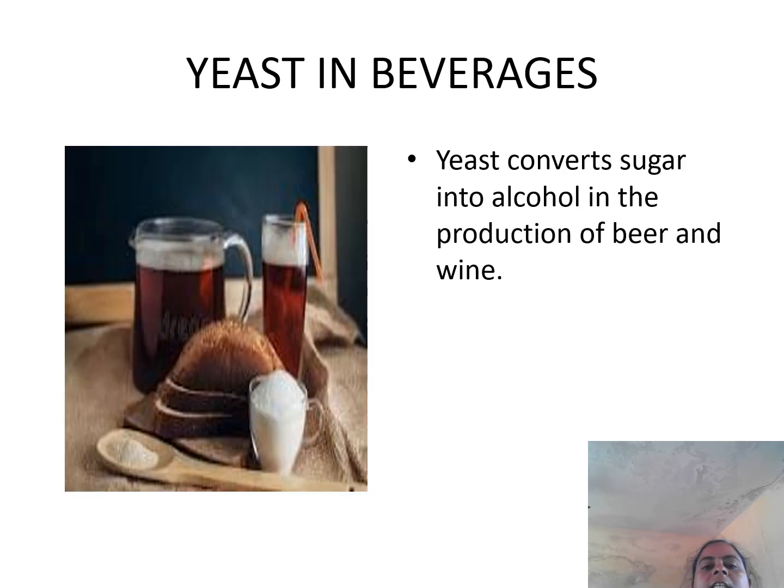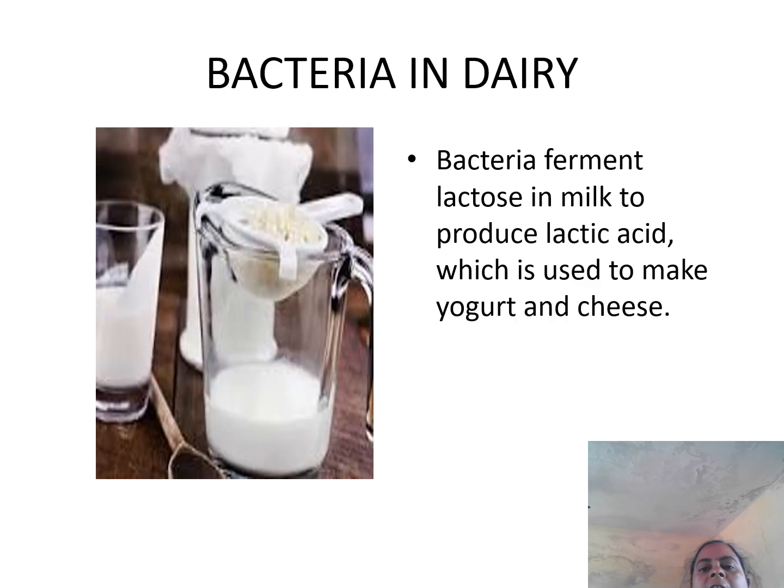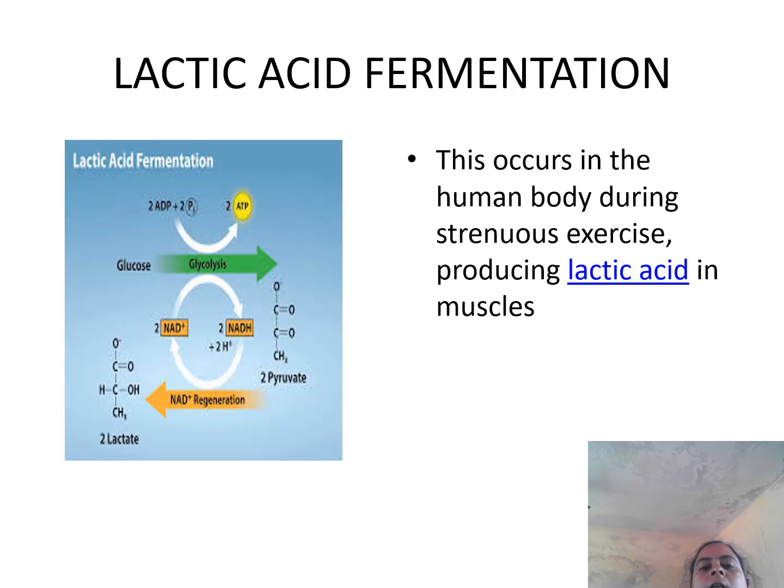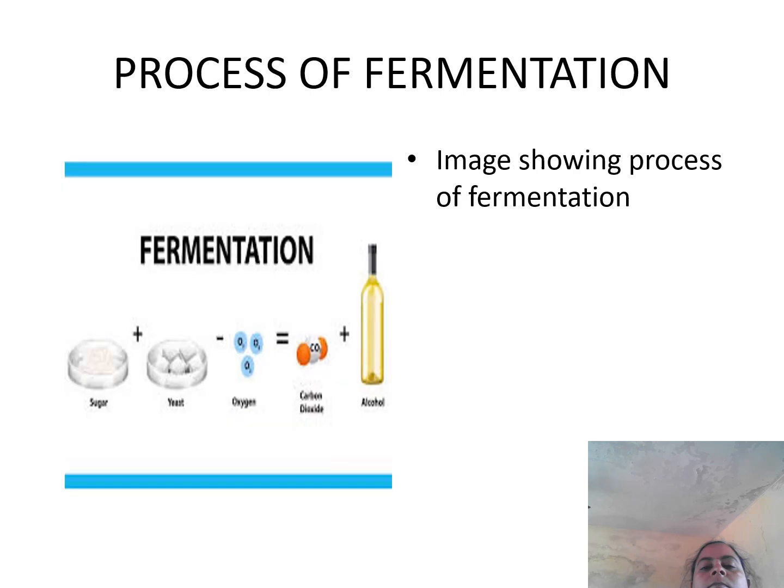Other example is yeast in beverages. Yeast converts sugar into alcohol in the production of beer and wine. Bacteria ferment lactose in milk to produce lactic acid, which is used to make yogurt and cheese. Now let us see lactic acid fermentation. This occurs in the human body during strenuous exercise, producing lactic acid in muscles.